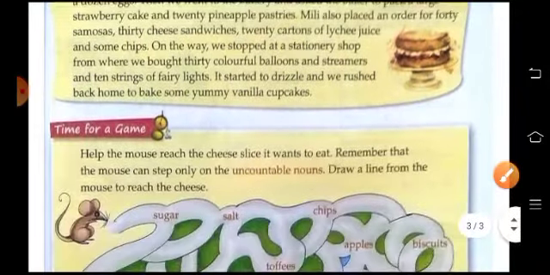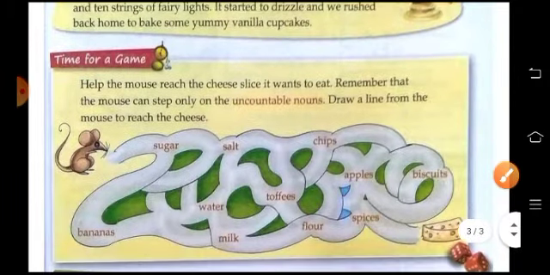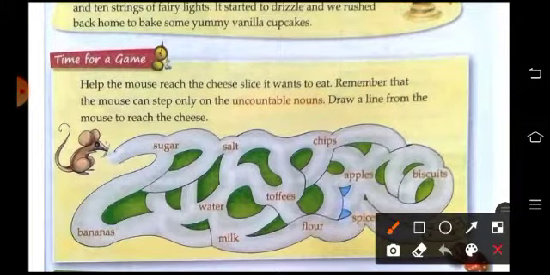Now it's time for the game. Help the mouse reach the cheese slice it wants to eat. Remember that the mouse can step only on the uncountable nouns. Draw a line from the mouse to reach the cheese. You must have done this before, children. So you have to take precautions while moving this rat to the cheese slice, because this rat should step only on the uncountable nouns.